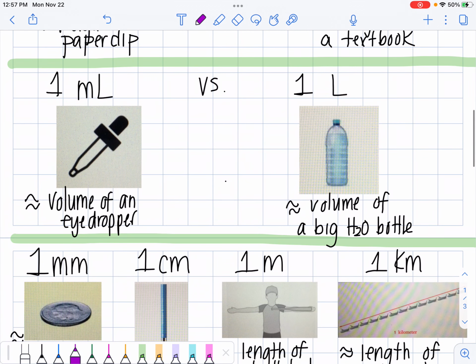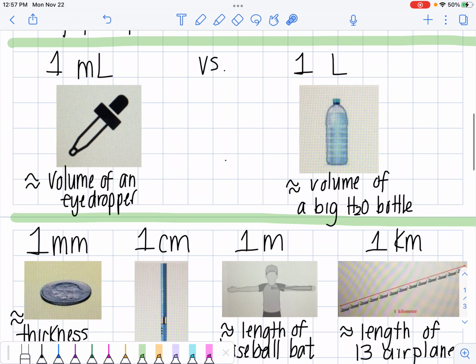Next, we have milliliters versus liters. If you take an eyedropper, they're pretty teeny, and however much liquid you can put in an eyedropper is about one milliliter. But one liter is the volume of a big water bottle. Or if you buy Coca-Cola from the grocery store in the big two liters, one liter would be half of that. This is called volume.